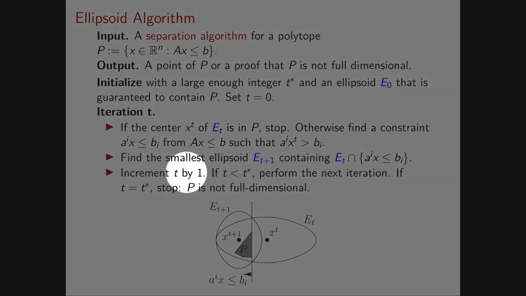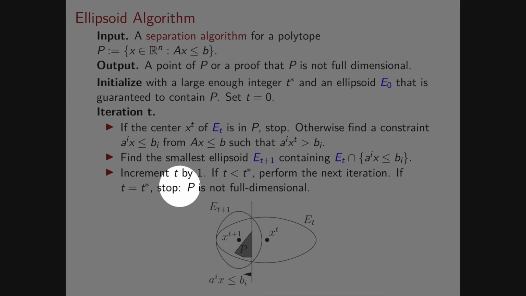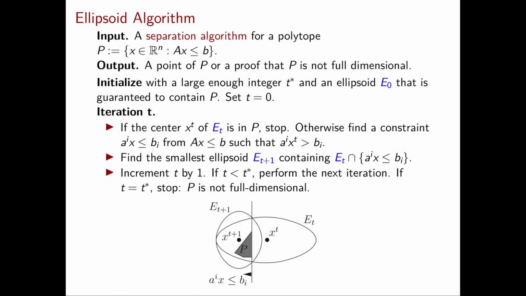We increment t by 1. Then we have our stopping criterion. If t is strictly smaller than t star, you continue, we perform another iteration. Otherwise, if t is equal to t star, we stop with the statement that P is not full dimensional.